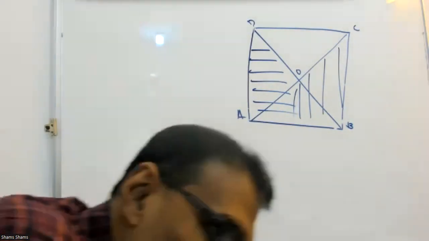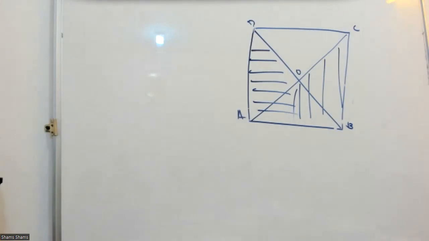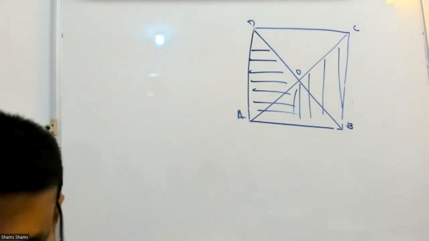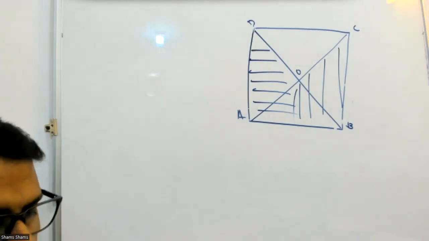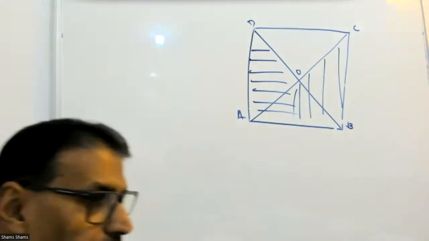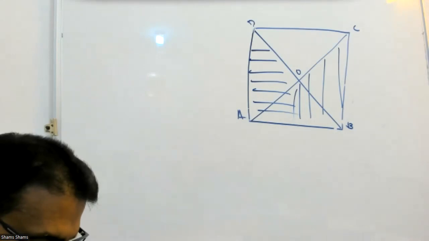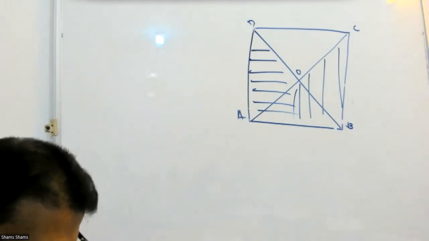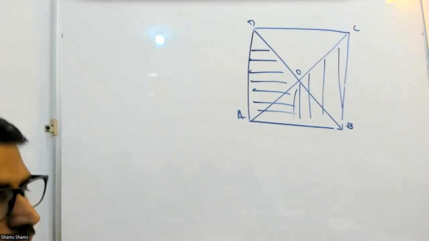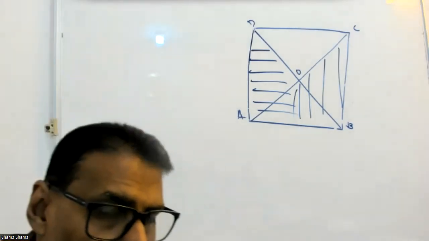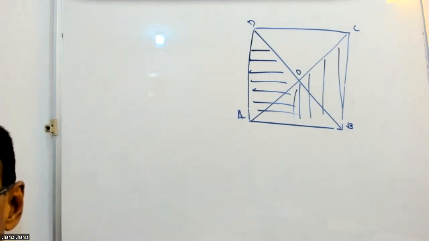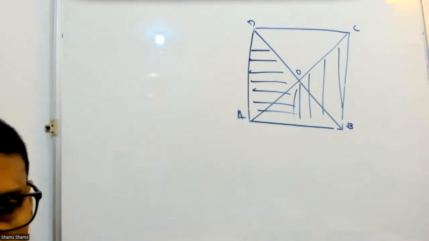Okay, first part. Proof. In triangle DAB and triangle CBA, DA equal to CB, opposite sides of square. Reason should be there, otherwise you will cut the marks. DA equal to CB, sides of a square.